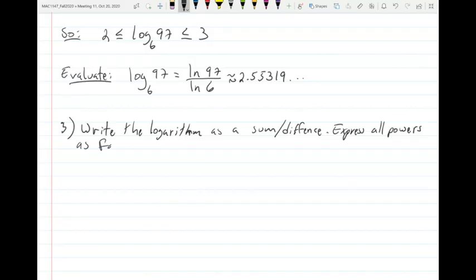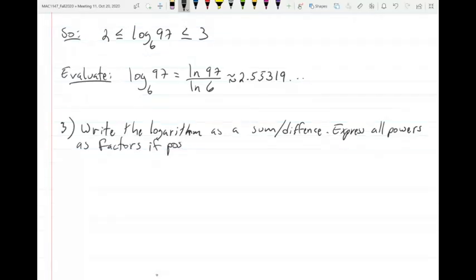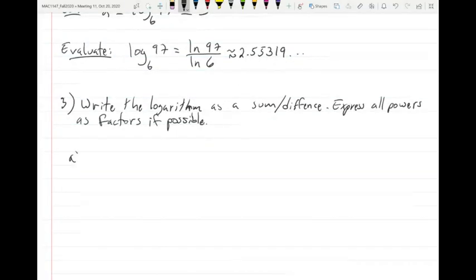All powers as factors if possible. And again, this is a skill that you're going to need in calculus. When you start learning to take derivatives and so on, there will be a process called logarithmic differentiation, and you're going to be using these properties to be able to do that successfully. Okay. Anyways, let's take a look at the first one so you can see what we mean.